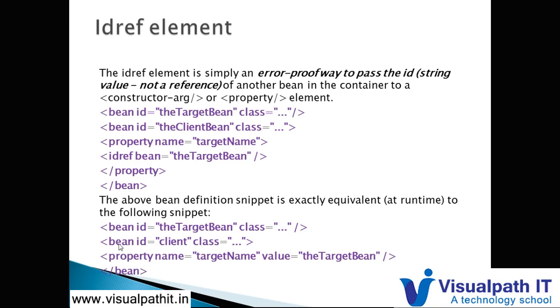We write it as bean id equal to targetBean with the class name, bean id equal to client with the class name, property name is targetName, value is targetBean. The same thing is done here with the idref element. What it does is directly give the name of the target bean, here the targetBean. So both are exactly equivalent, and it will not give rise to any error as well. So directly we can use idref bean equal to the targetBean here.